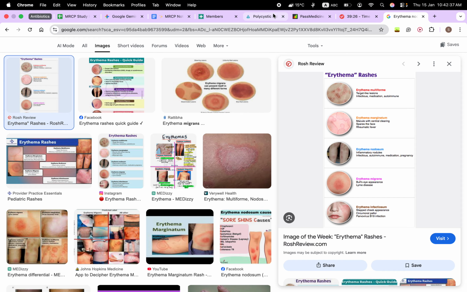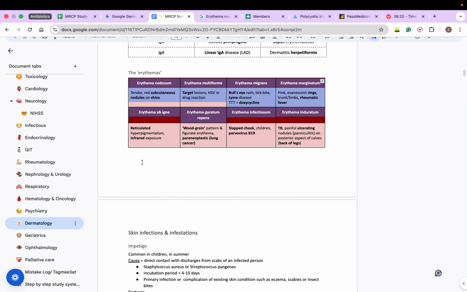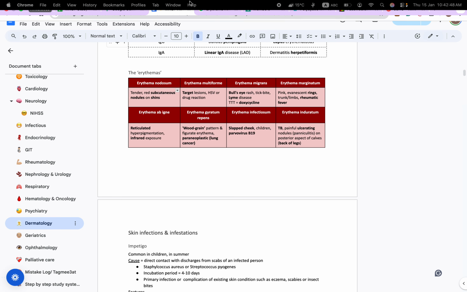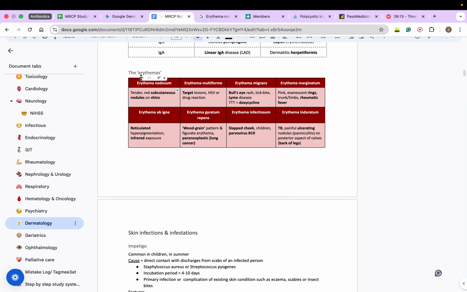Okay, let's do one by one. So let's start with erythema nodosum. This is an elevated lesion. It's tender. It's a subcutaneous nodule on the shin, and it's associated with many things.